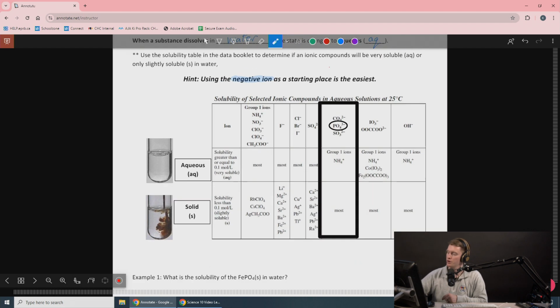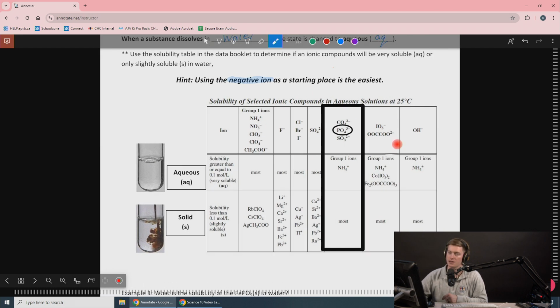This is what your solubility table looks like. I'm just going to talk you through it, and then I'm going to do a couple examples with the solubility table. On the top row, you'll see that it says ion. If you're looking through the table, almost all of these ions are negative. They are anions, which is why this hint is here, because it's easier to find the negative ion in the top. The exception to this is going to be ammonium, which is NH4+, and group 1 ions.